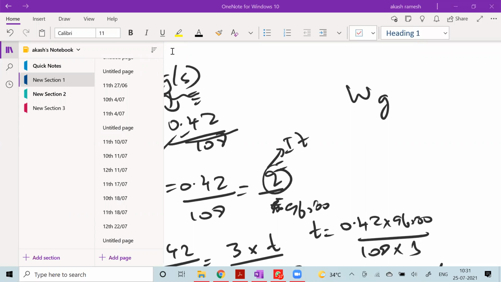So, could you repeat the question once? Yeah, sure. W grams of Ag is deposited due to passage of 1 ampere current for 1 hour. Find the time required for the same value of current to deposit W grams of Mg, magnesium. Okay, sir. Right.